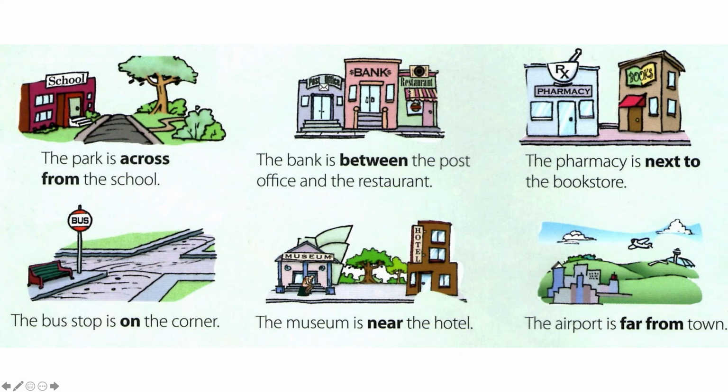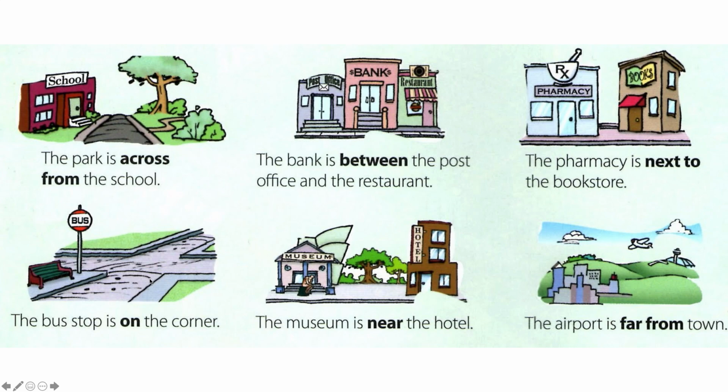Where's the restaurant? The restaurant is next to the bank. Where's the bank? The bank is next to the post office. Or you can also say the bank is between the post office and the restaurant. Number three, the pharmacy is next to the bookstore. Next to. Like here, the restaurant is next to the bank. Next to. The bus stop is on the corner.